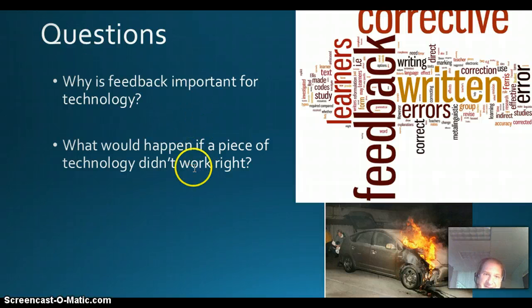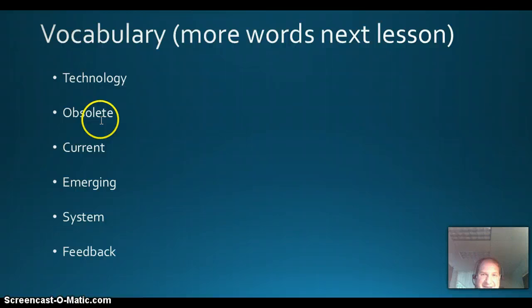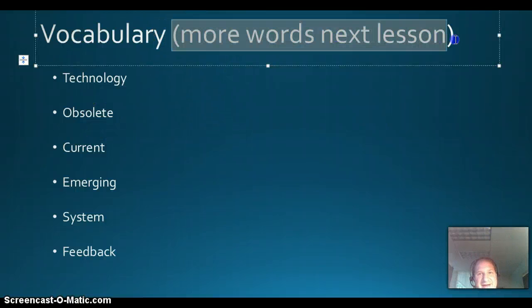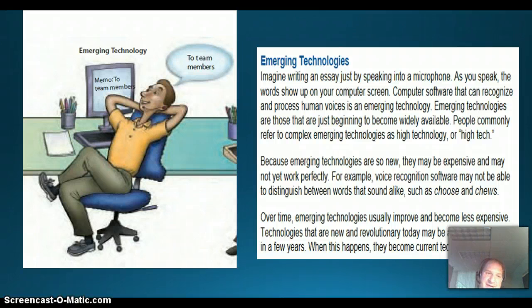And why is feedback important for technology? What happens if it doesn't work right? Oh, that happens. So here's our vocabulary. No more words the next lesson. We have a lot of vocabulary and a lot of reading.